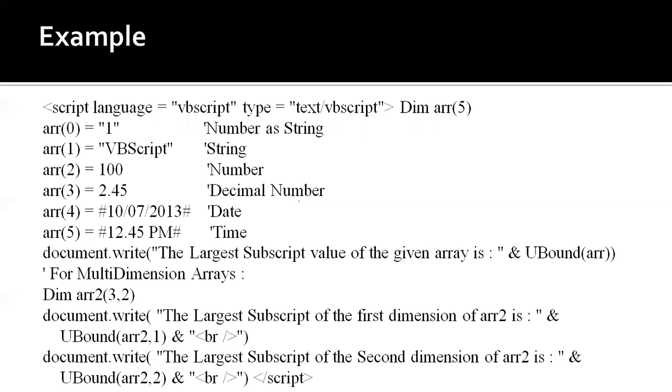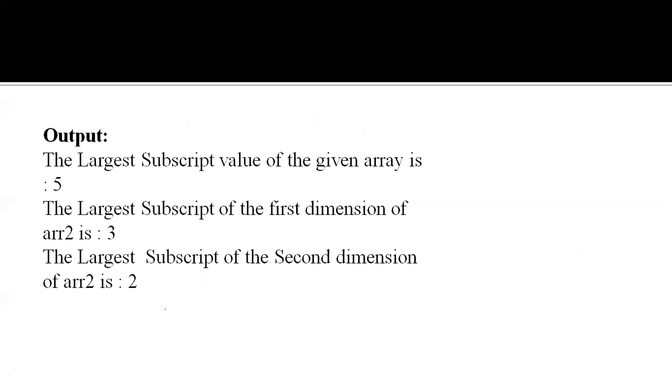The first parameter is the array name, and the second parameter is the dimension. You can see the output. The largest subscript for the first dimension of the array is 3, and the largest subscript for the second dimension is 2, as an output for the previous example.